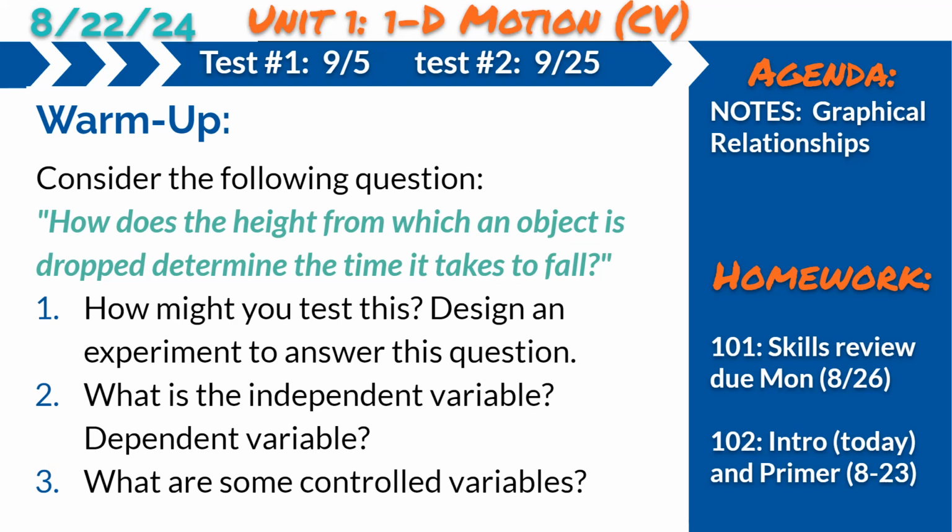Using the same object is a good idea. Different things that could potentially affect the amount of time it takes to fall, we want to remove those so that the only thing that could cause the changes, if there are changes that we see, would be the height. Okay, and that way we have valid results. So again, this is what we talked about yesterday, and you do need to be able to think about how could I test this? Could I write a procedure? Because that's what you're going to be doing as we move throughout this class.